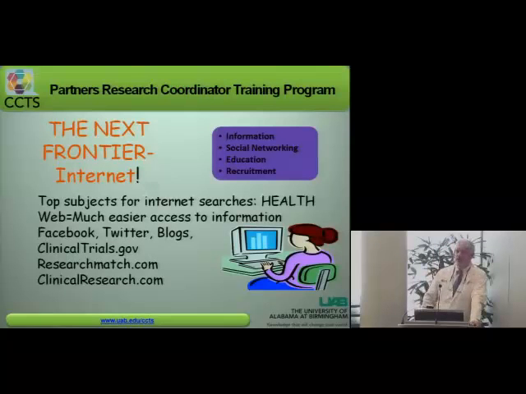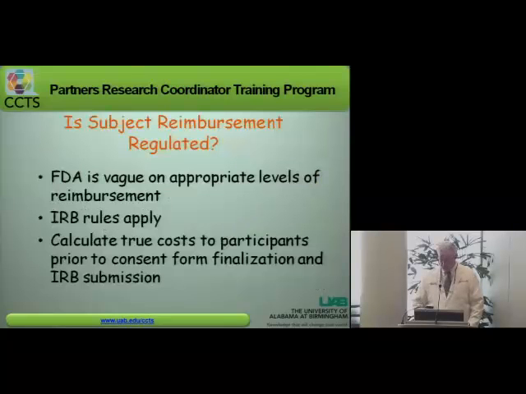Next frontier is the internet. We all know that. Everything is on the web. One thing to be aware of, though, for everything you put on the web as an advertisement for a study, there's somebody, some blogger in a basement in his mother's house, that's going to tear it apart. So just be prepared. You need to make sure when you put things on there also that you don't break any HIPAA guidelines and that you have already approved this through your IRB.